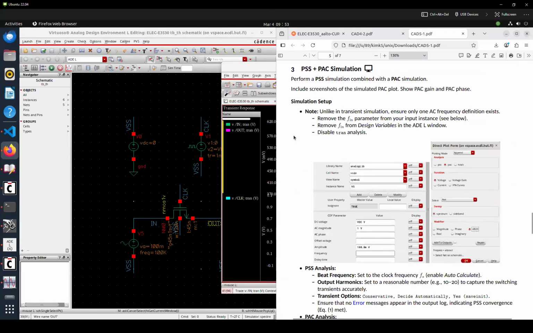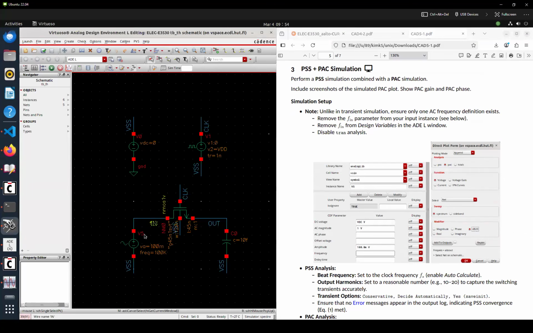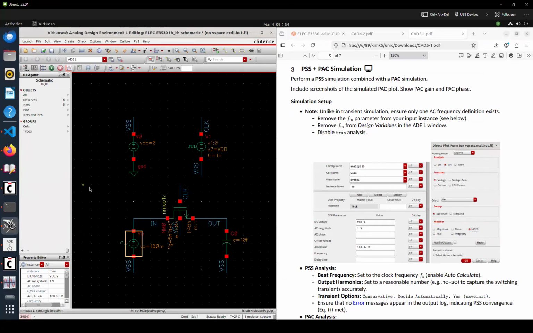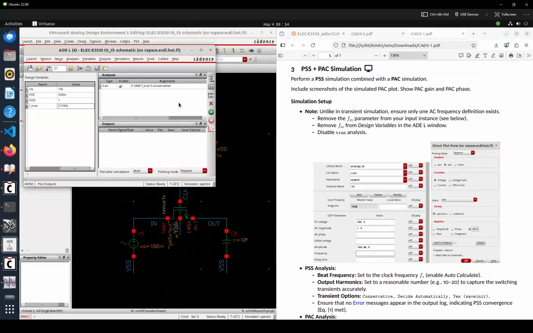And the PSS plus PAC simulation. So unlike in transient simulation, ensure only one AC frequency definition exists. So what I'm saying is that when you run the PSS simulation, you need to set this one to nothing for the input frequency. Otherwise, PSS is confused about which frequency it should run for the stabilization, periodic steady state.